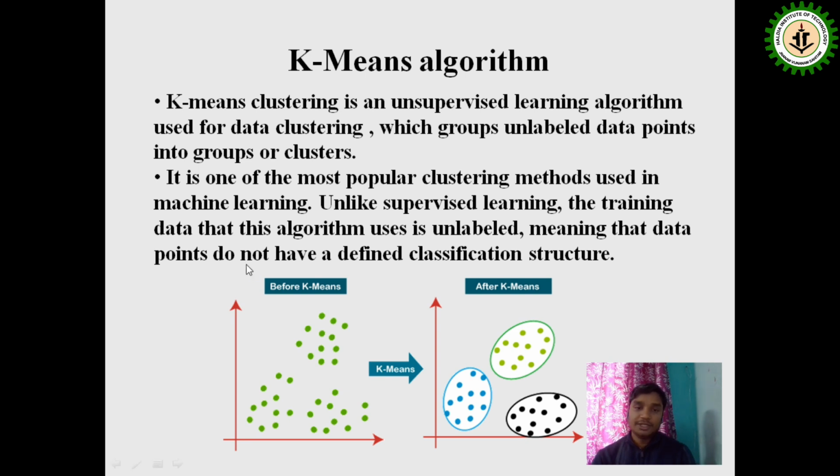Here in the picture we can see there is an unlabeled dataset before applying the k-means clustering algorithm. When we apply the k-means algorithm, there are separate sections with similar properties. K-means clustering is one of the most popular clustering methods used in machine learning. Unlike supervised learning, the training data the algorithm uses is unlabeled, meaning that data points do not have a defined classification structure.